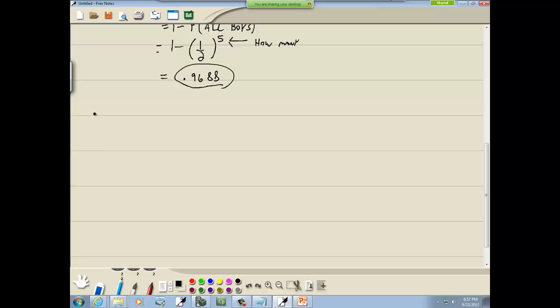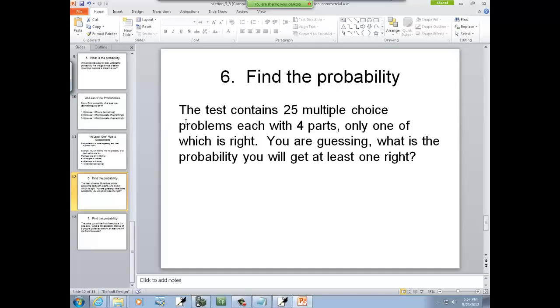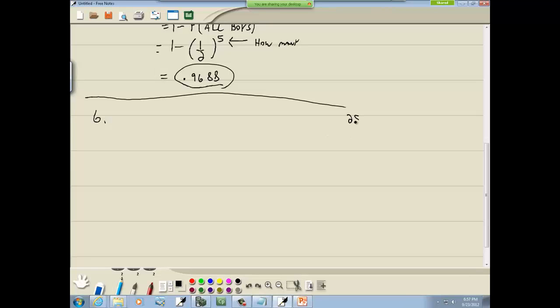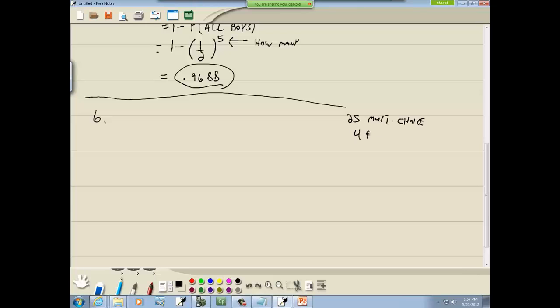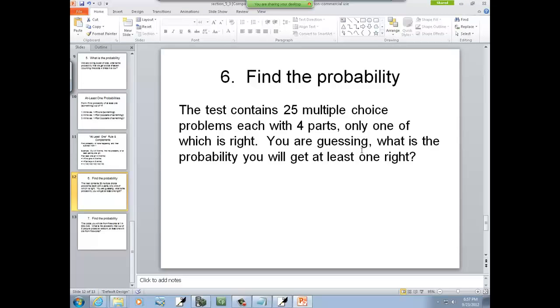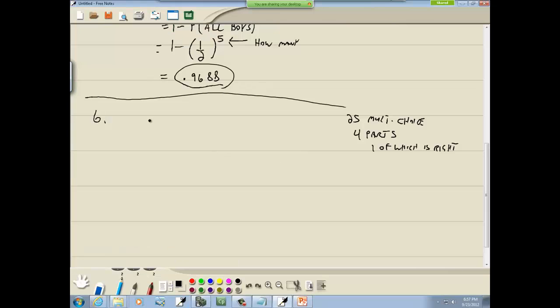Let's look at our 6th example here. A test contains 25 multiple choice problems, each with four parts. So I got 4 parts, like an A, B, C, and D. Only one of which is right. One of which is right means the other 3 are wrong. You're guessing. What is the probability you get at least 1 right?